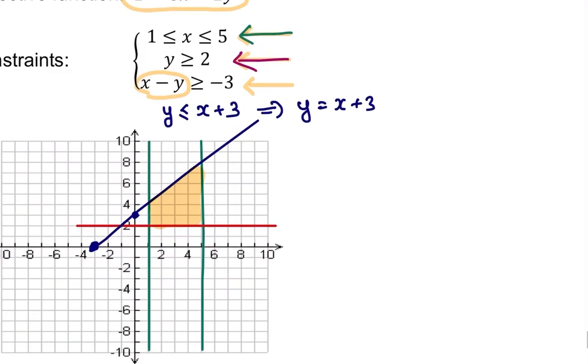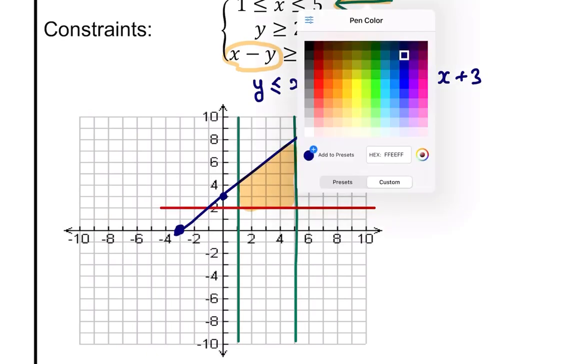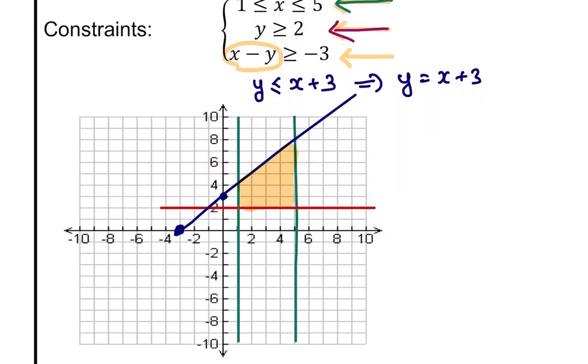The points that I'm interested in are going to be these ones. Let me change the color and go with the light blue. So it's going to be this, this, this, and this. These four are the ones. Now, what are these points? This is x is 1, y is 2, this is x is 5, y is 2, this is x is 5, y is 8, and this is x is 1 and y is 4. So we got all those four points.